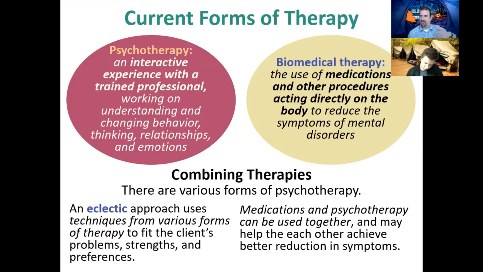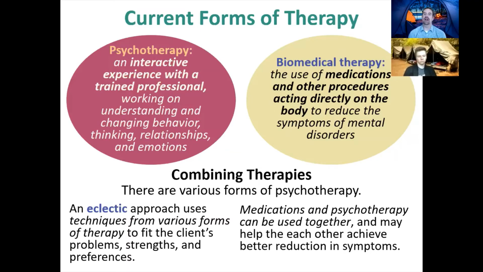And we'll talk about this in terms of sometimes clients are resistant to therapy. Sometimes it's harder for them to cognitively process what's going on, but maybe they can process it more emotionally. Sometimes they need more calming techniques. An eclectic approach uses this. And part of this eclectic approach is that medications and psychotherapy can be used together. And the idea here is that they may help each other in reducing the symptoms.